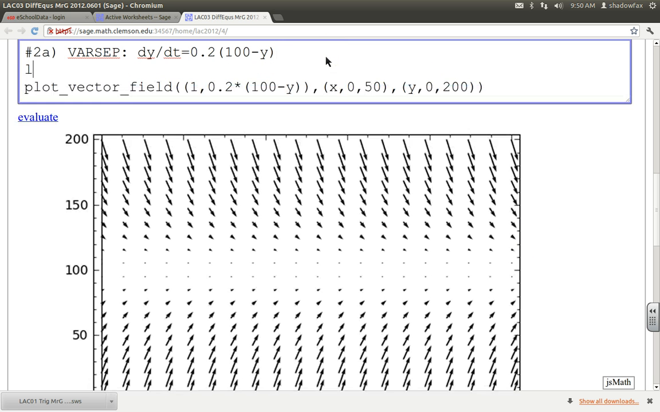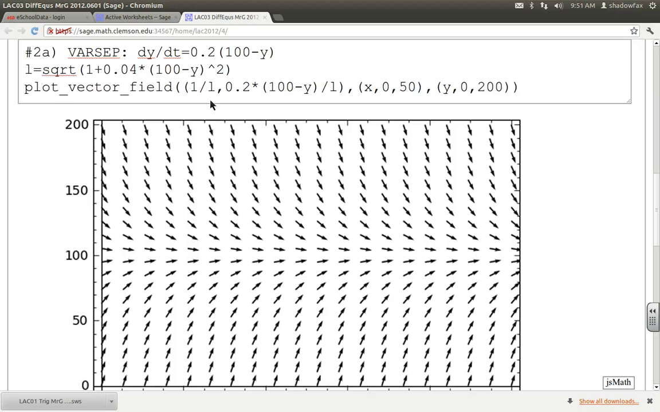Sure, why not? Let's make L, the length, equal to the square root of the x component squared, 1 squared is 1, plus that other thing squared, Pythagorized, right? What is that? 0.04 times the quantity 100 minus y, squared. And then divide each component of those vectors by the length, and let's see how that looks. That's a little better. Nice slope field, yeah. Okay, everyone got that?